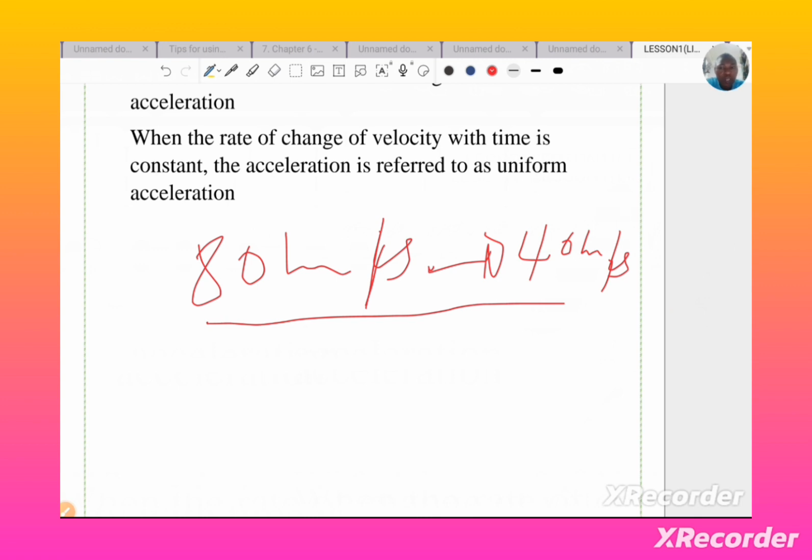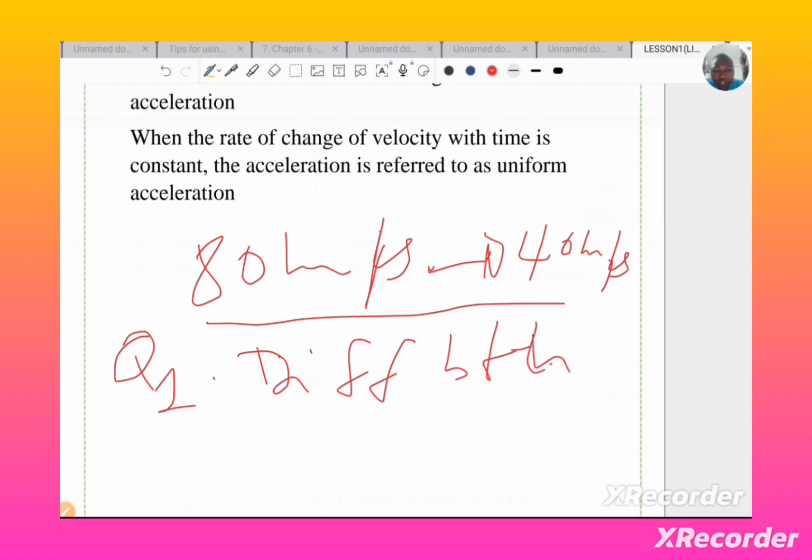Now, as homework, there are questions that I can give you. Question 1, differentiate between speed and velocity. Question 2, differentiate between distance and displacement. Okay, question 1, differentiate between speed and velocity. Question 2, differentiate between distance and displacement.